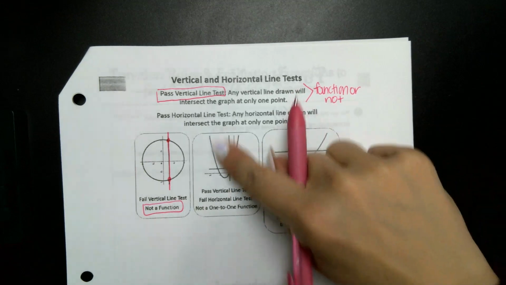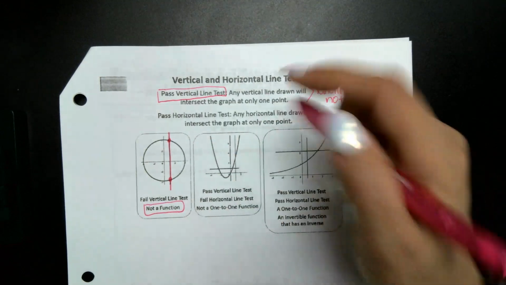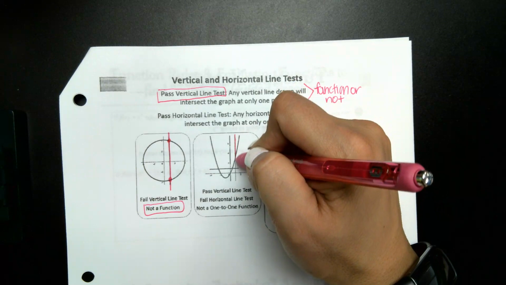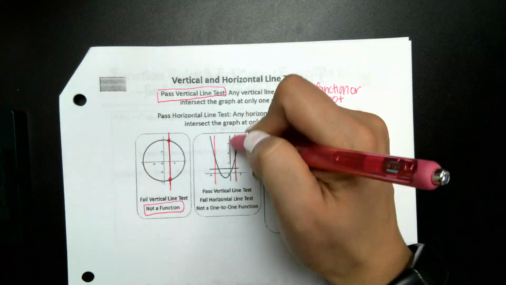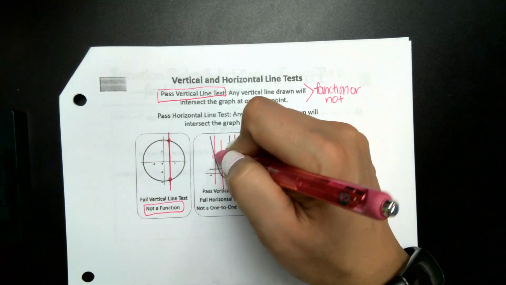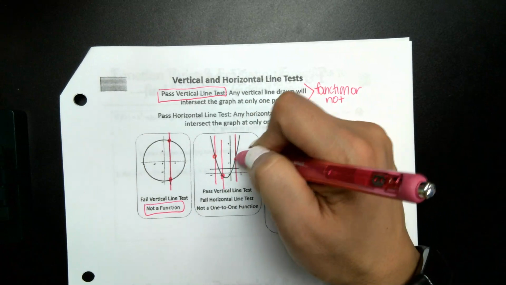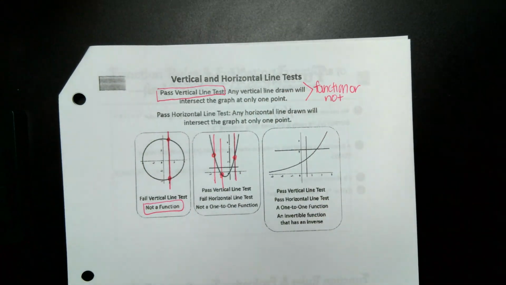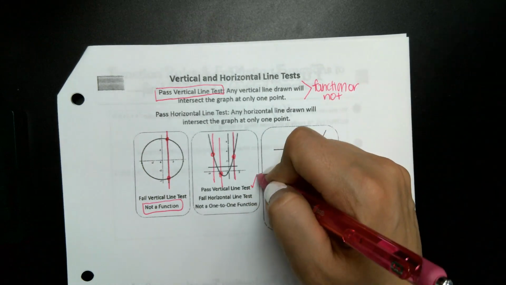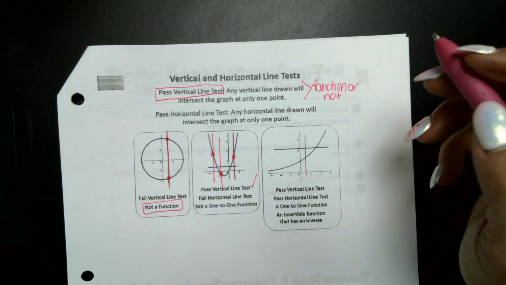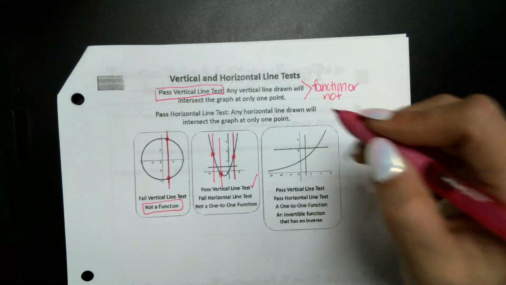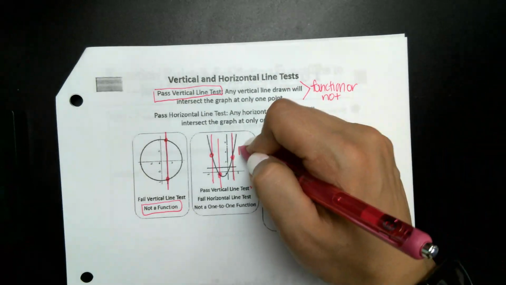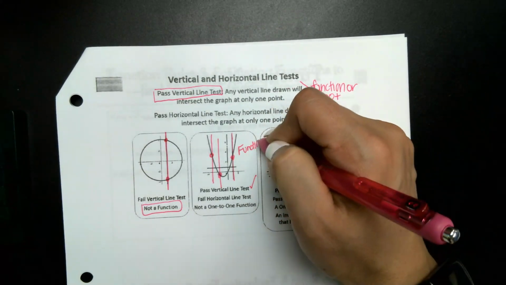If you look at the parabola in the middle, anywhere I draw a vertical line, it's only going to pass through one point on that parabola at a time, right? None of my x's would match. So since it passes the vertical line test, it is a function. Okay, so this one is a function.